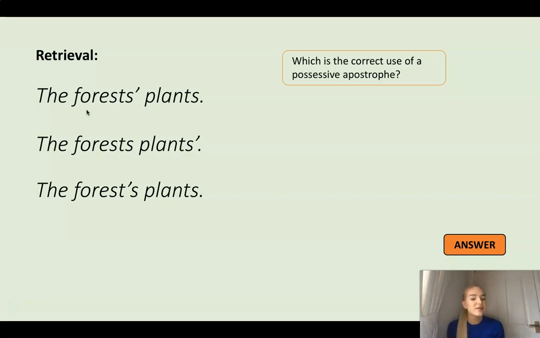And finally then, the forest's plants. Which noun has possession? Absolutely, the forest does. What do they have possession over? That's right, they have possession over the plants. Now, this possessive apostrophe after the T and before the S, does that suggest that it's a singular or plural possessive apostrophe? That's right, it suggests that it's a singular apostrophe, that there is just one forest. And absolutely, that one is correct because it doesn't say the many forest plants, it doesn't say the 4,000 forest plants, it's just the one forest. So the last one is the correct answer. And well done if you got that one too.